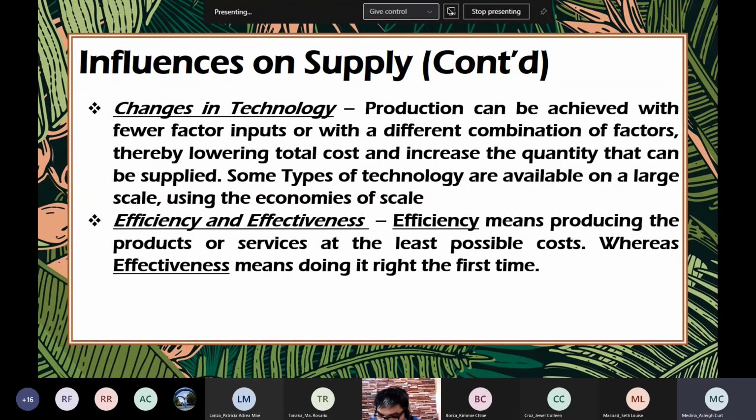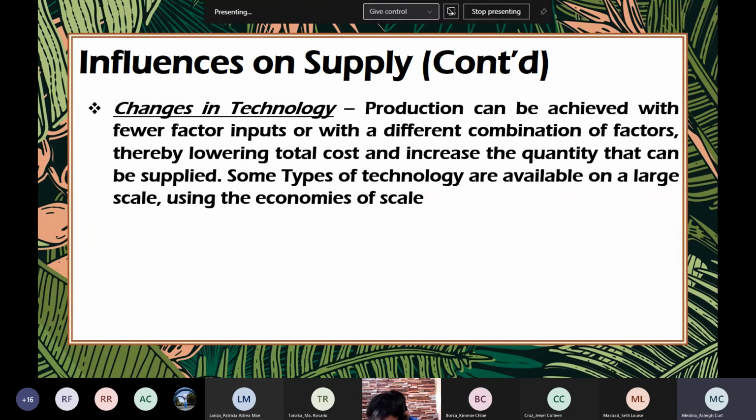Changes in technology. Production can be achieved with fewer factor inputs or with a different combination of factors, thereby lowering total cost and increasing the quantity that can be supplied. Some types of technology are available on a large scale using the economies of scale. Thank you. So, iba yata yung definition ko rito, pero sige lang.